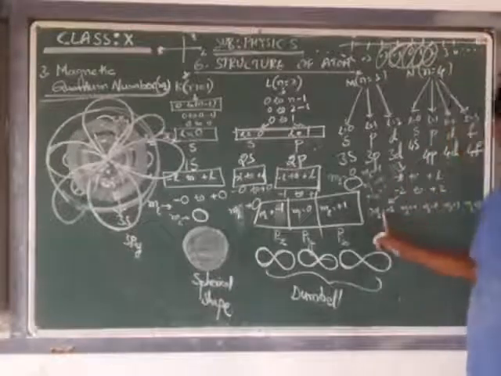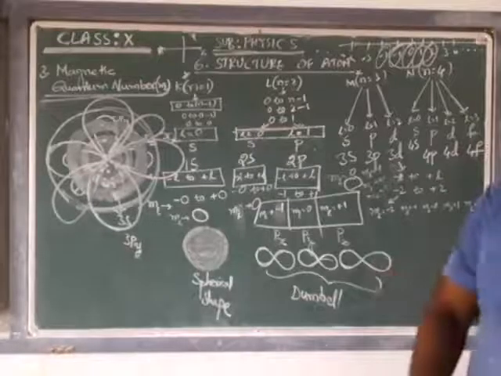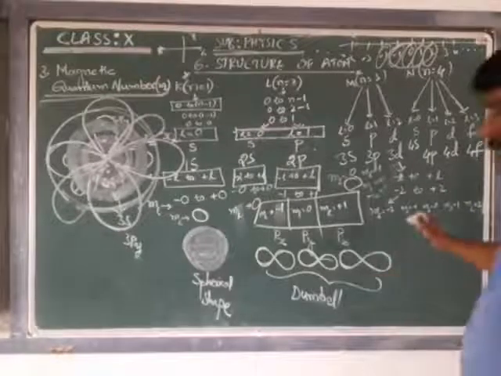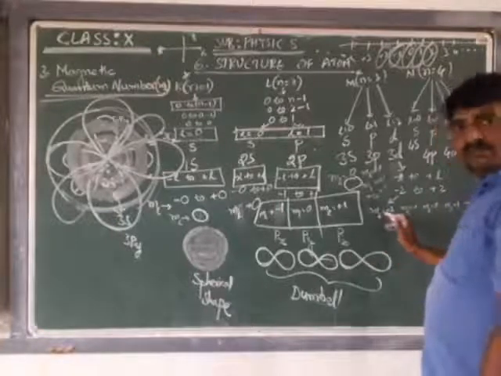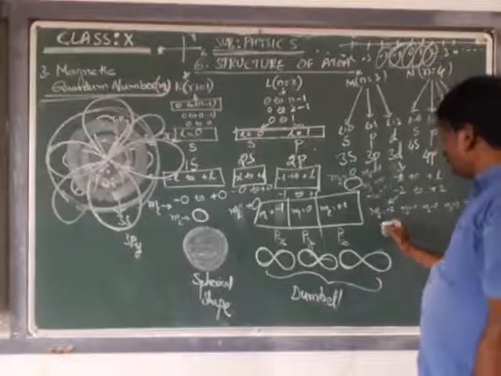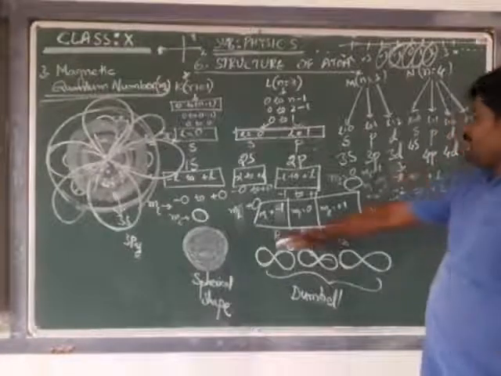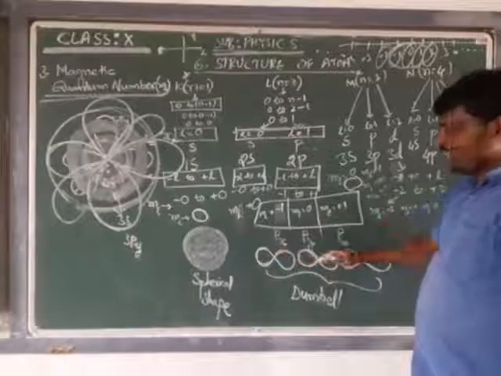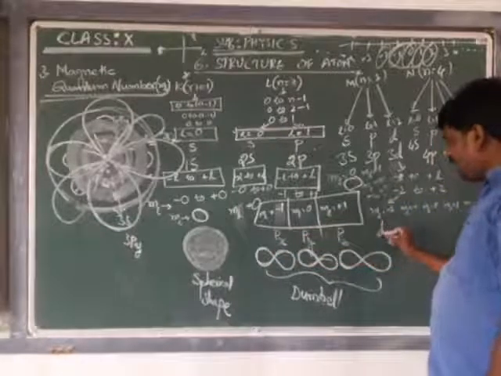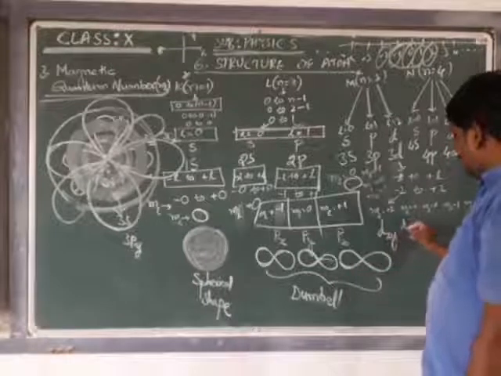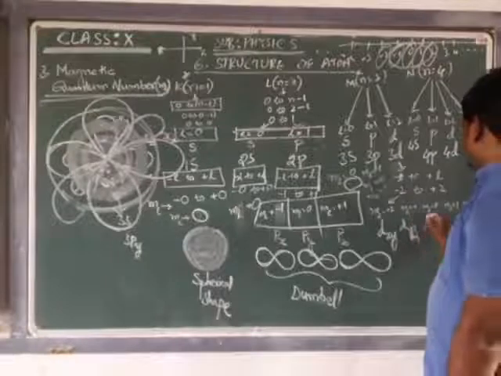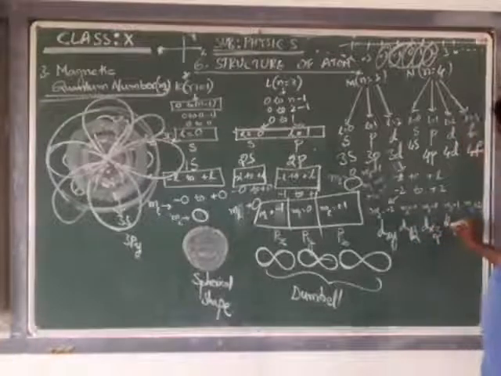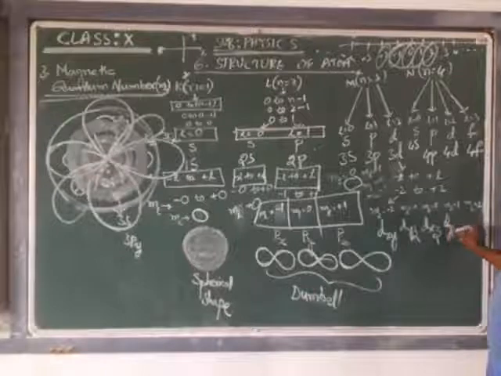That means the d orbital is oriented in 5 ways. What are the 5 ways? When we were discussing p, the 3 ways were px, py, pz. Here we will call them dxy, dyz, dxz, dx square minus y square, dz square.